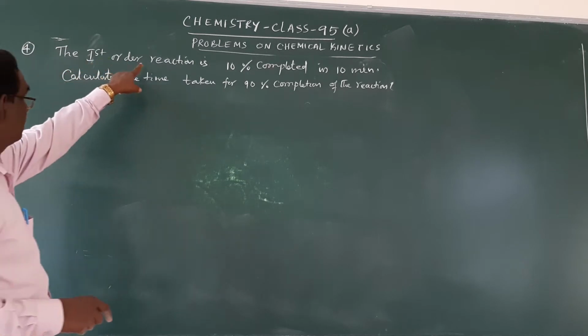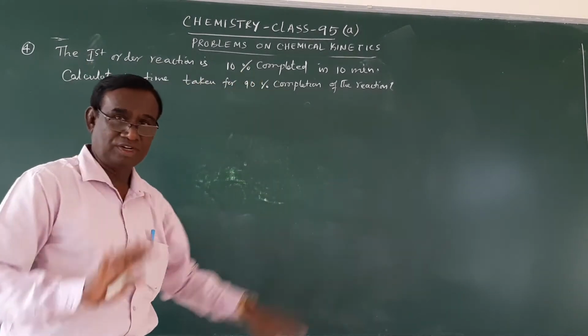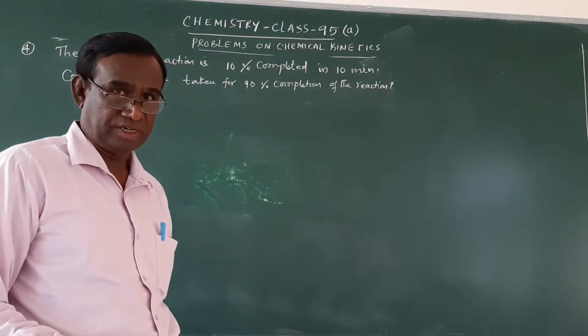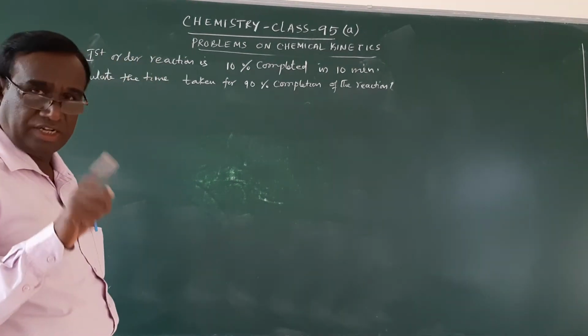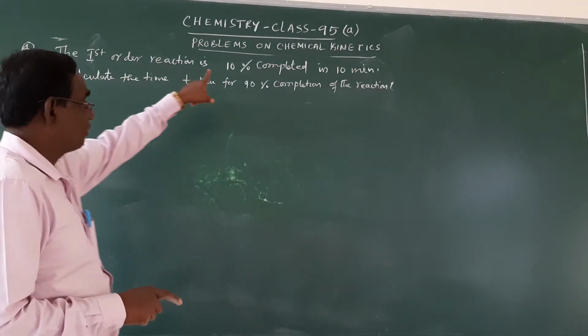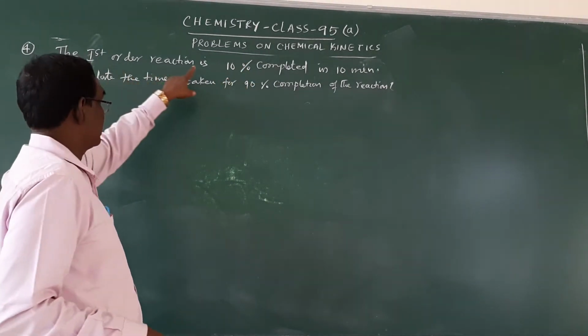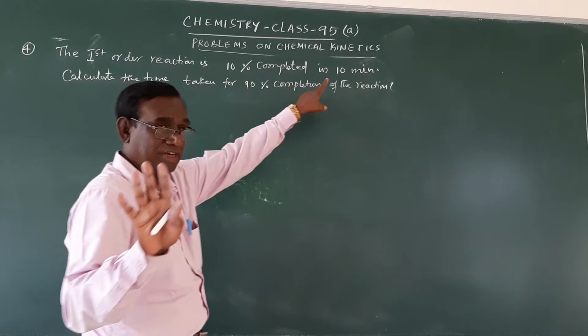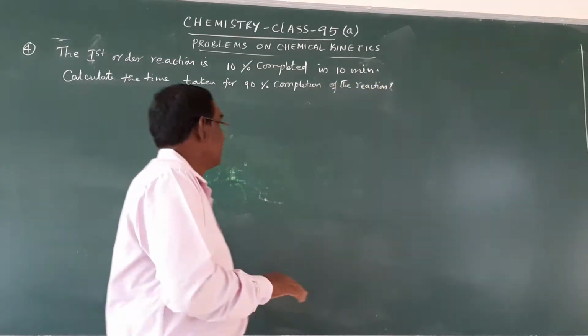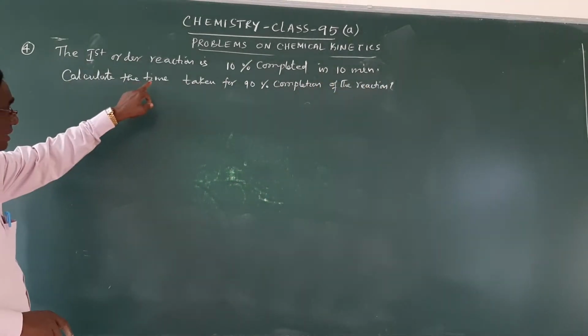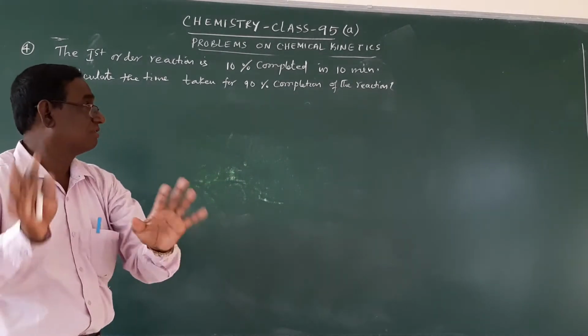The first order reaction is 10% completed, not half completed or 50% completed, so we are not going to use t half. It is only 10% out of 100% completed. The first order reaction is 10% completed in 10 minutes. Time is also given. And calculate the time taken for 90% completion of the reaction.